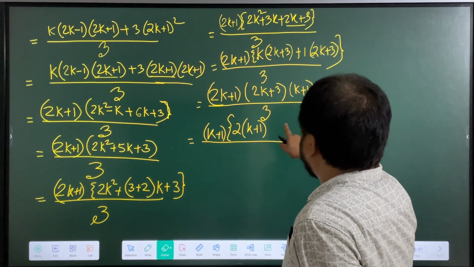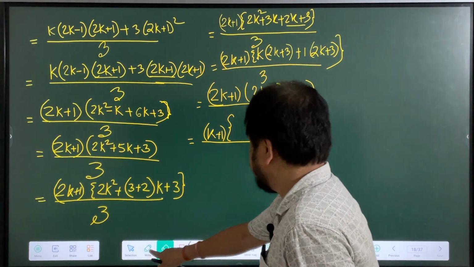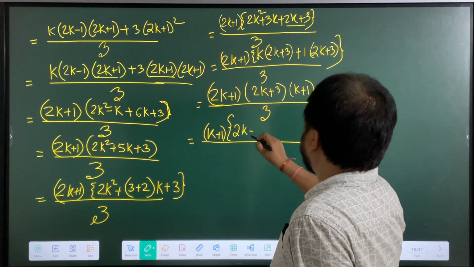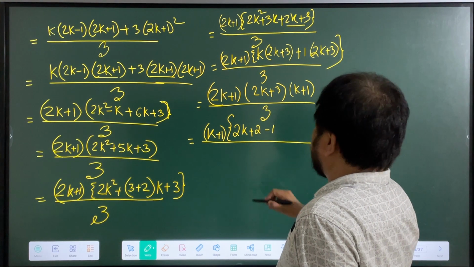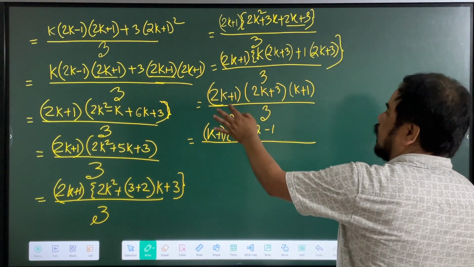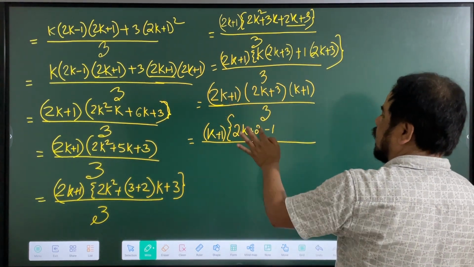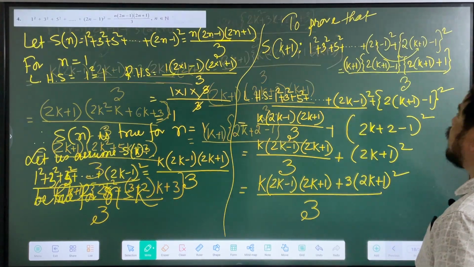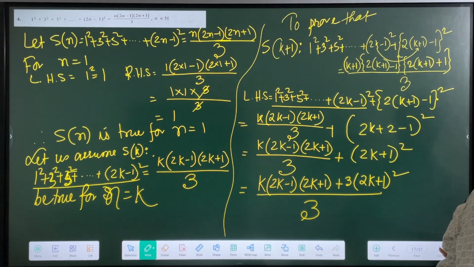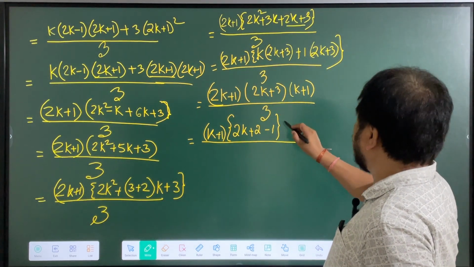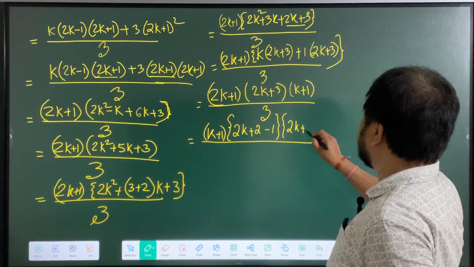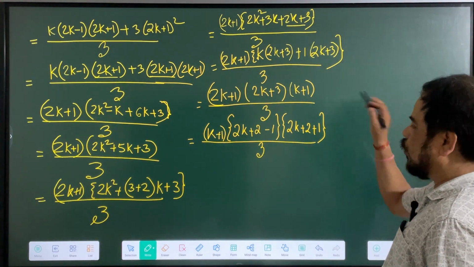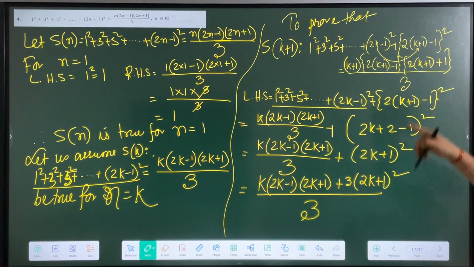Okay, wait. If I write shortly, you may not understand. This one, 2 into k plus 2 minus 1. Same meaning only. Look here, 2k plus 1 is there. So 2 minus 1 is 1. Why is it written minus 1? Because here there is minus 1. This one we will write now, 2k plus 2 plus 1. I hope you understand. We are following right hand side.